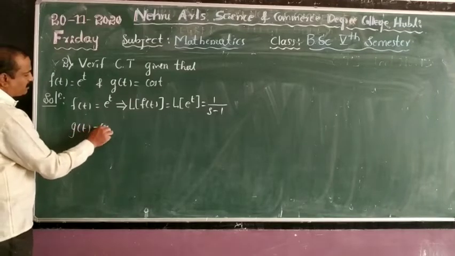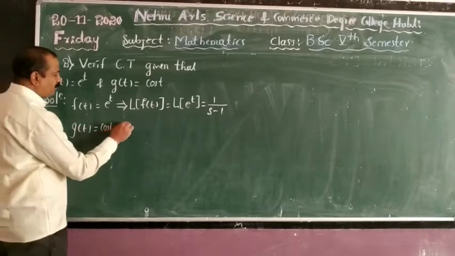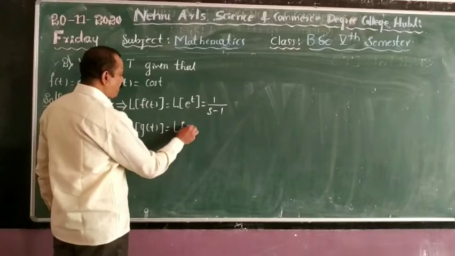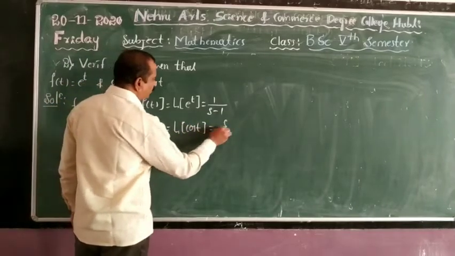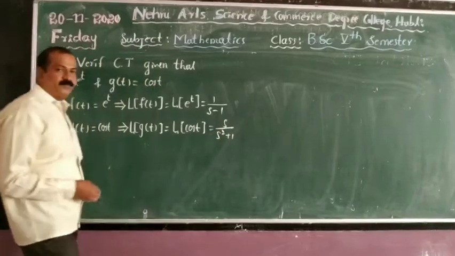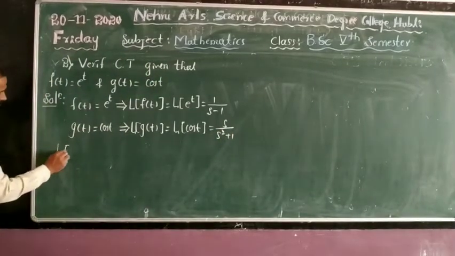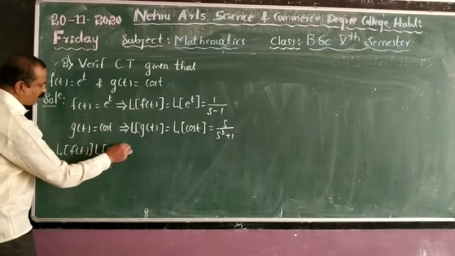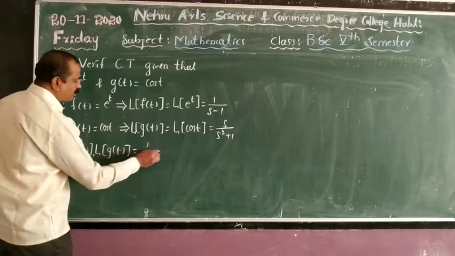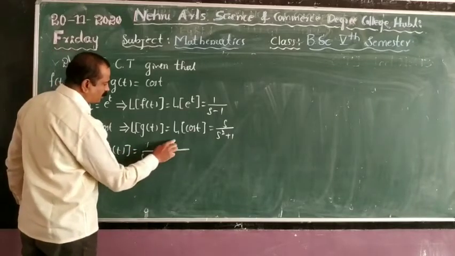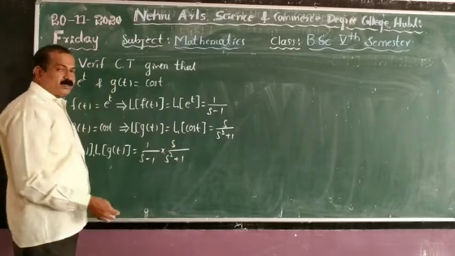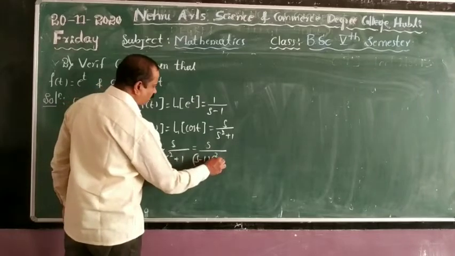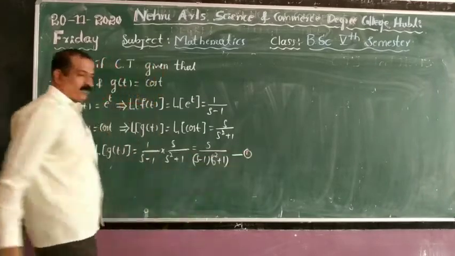Next, g of t is cos t. Then L of g of t is equal to L of cos t, which is s divided by s square plus 1. Now the multiplication, L of f of t into L of g of t, is equal to 1 divided by s minus 1 into s divided by s square plus 1, totally s divided by s minus 1 into s square plus 1. Call this expression as 1.